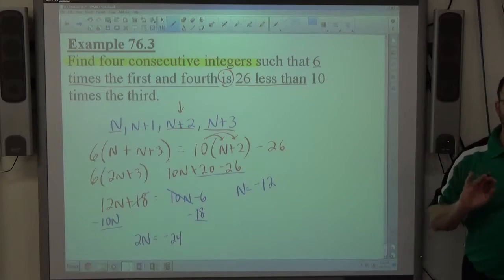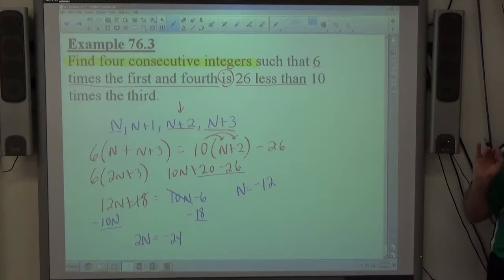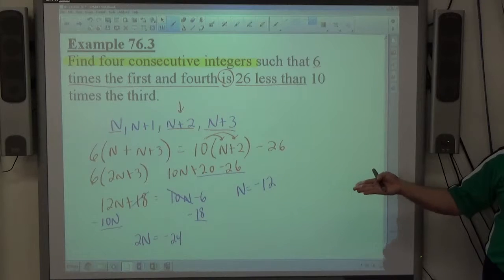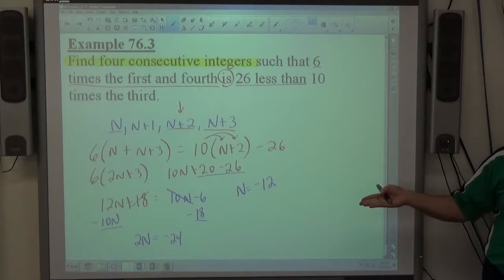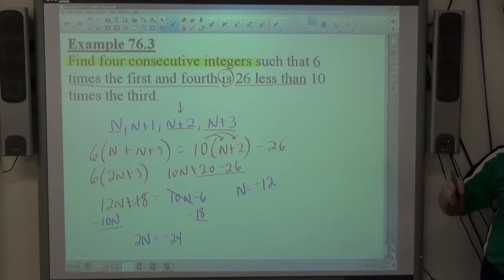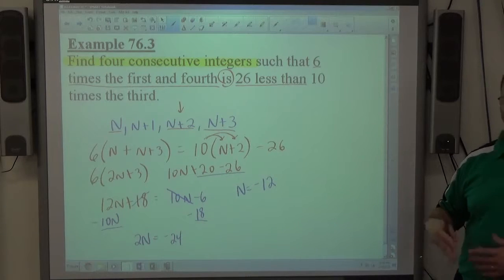One thing I'm going to mention about these before I finish this one up, it does always ask for consecutive integers, so you should get an integer answer. If you get n equals a half, I guarantee you're wrong, because that half's not an integer. So when you do this, expect to get a nice pretty answer like that, negative 12, or the last one was 2, wasn't it? That's the kind of answer you should get. If it says consecutive integers, you should get an integer.